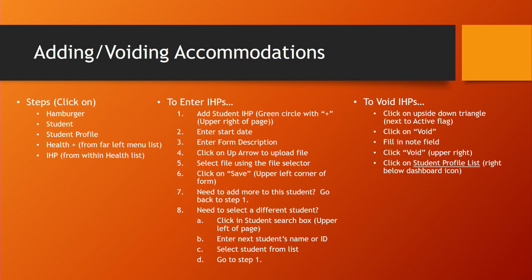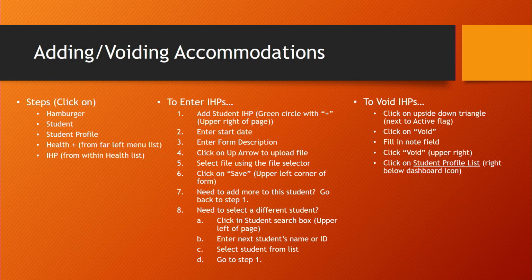If I needed to add an additional accommodation for this student, I would just go back to step 1 on this list and follow these steps all over again. If I needed to go on to another student to add an accommodation there, I could just click up in that student search box like I did in the very beginning and enter the next student's name or ID number, select them from the list, and then go back to step 1 again.